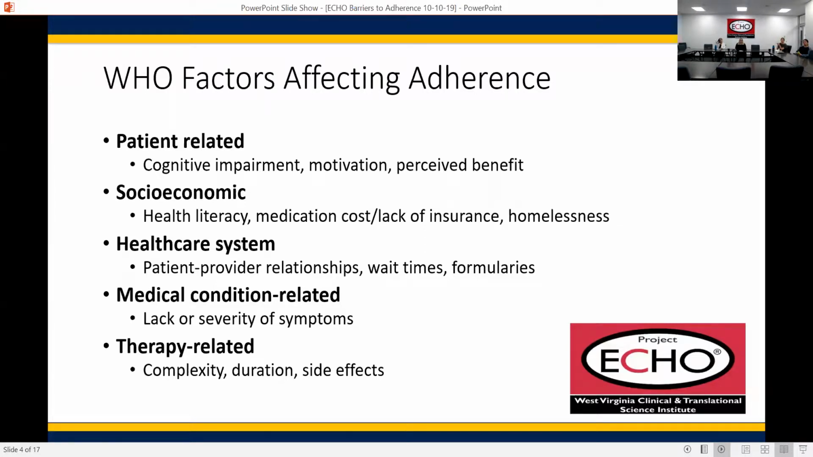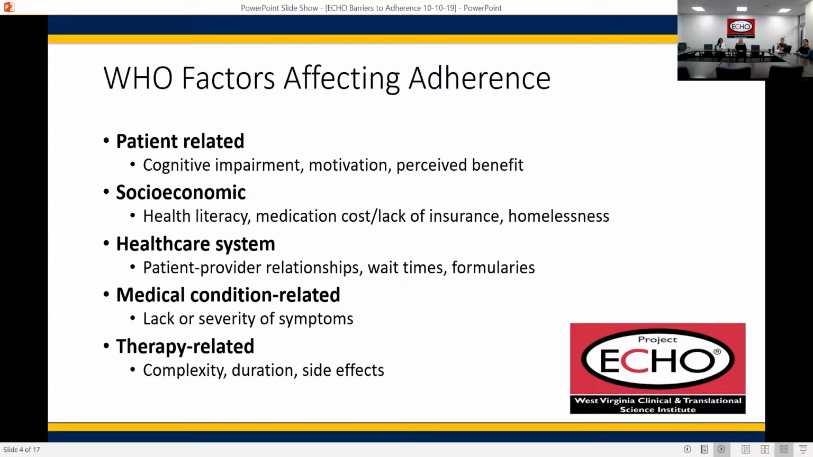Do they have long wait times at the pharmacy to get their medications, or in the office to see you, so maybe they don't make an appointment? Issues with formularies or their insurance. And then there are medical condition related factors. These are things like whether or not they have symptoms, something that we might see with our hepatitis C patients, or if they have really severe symptoms that are going to affect how they're going to take that.